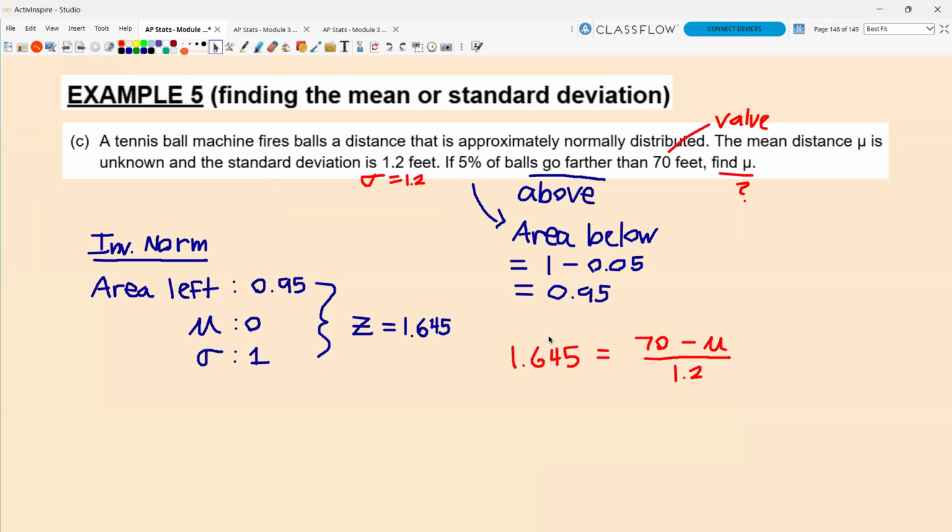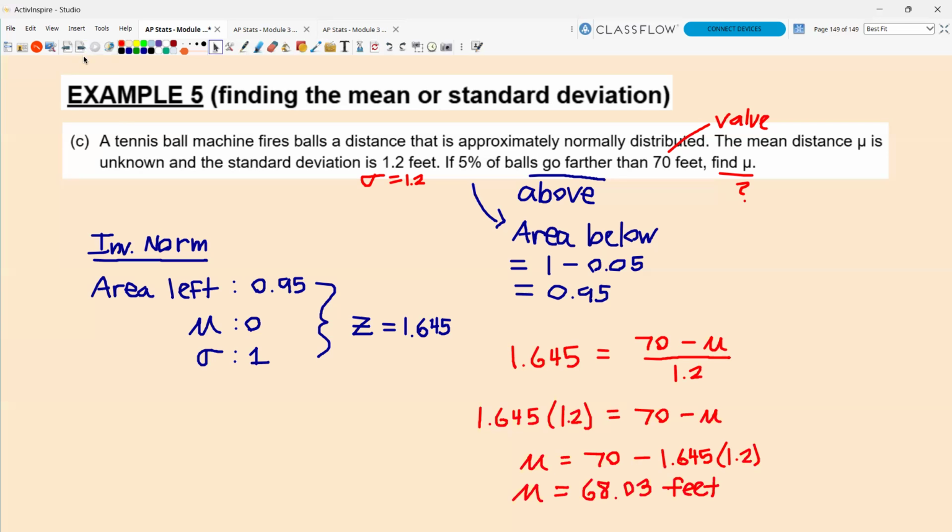If you plug it into this formula, the variable we're solving for is actually in this spot. It's going to be a little bit trickier than solving for the standard deviation because we have to get this up here and move everything over. Multiply the 1.2 by the 1.645. Then you can move the mu over here and subtract 1.645 times 1.2 from the 70. You can do all that operation right in your calculator. So you should get a mean of 68.03 feet.